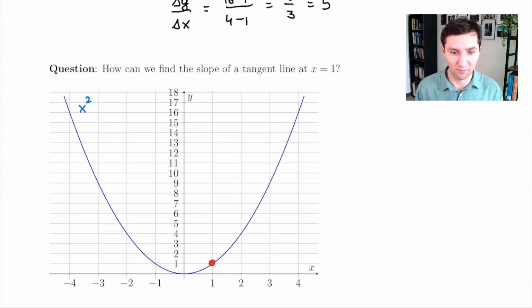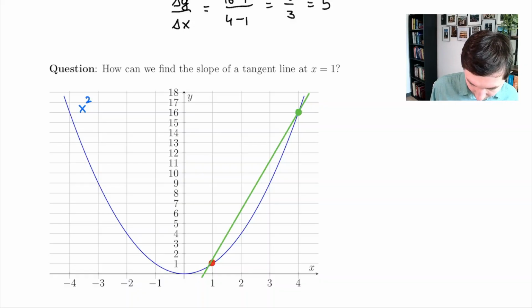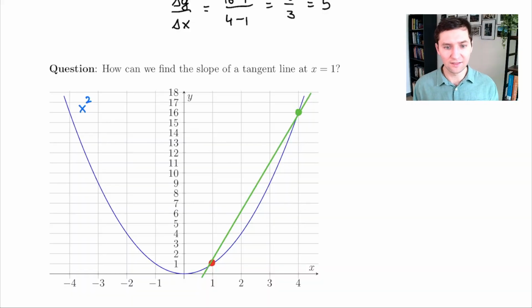Mathematicians thought about this problem for a while, and they came up with the following idea. They said, choose a second point on the graph of the function, for example, at x equal to 4. Then they said to draw a straight line that connects the 2 points. This is not the desired tangent line. This line intersects the graph of the original function in 2 places. We call such lines secant lines.